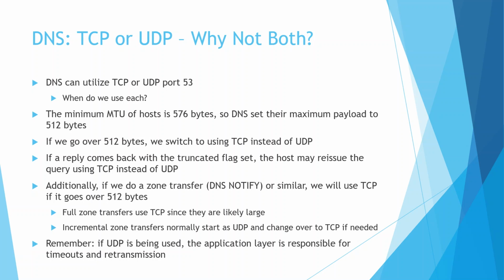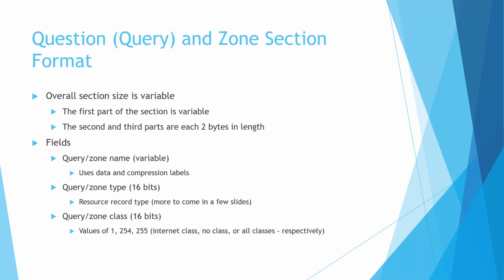Just a reminder, if UDP is being used, the application layer is going to be responsible for timeouts and retransmission. So the transport layer protocol, UDP, cannot do any of that for us. So we need to rely on the application to know what's good and what's bad, and ultimately keep track of all that.